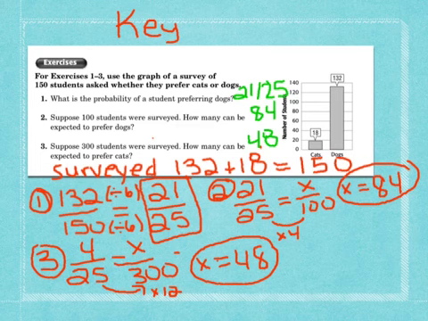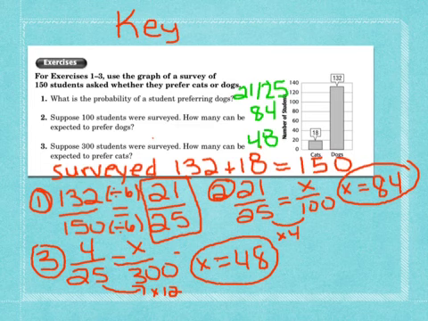I started out with the 132 out of 150 preferring dogs. Simplified that down by dividing the numerator and denominator by 6. That gives me 21/25. I can use that 21/25 for problem number 2, where they want to know how many dogs out of 100. Well, if 21 out of 25, we need to get from 25 to 100, so I multiply by 4. 21 times 4 is 84.